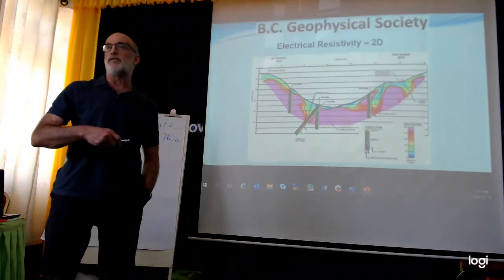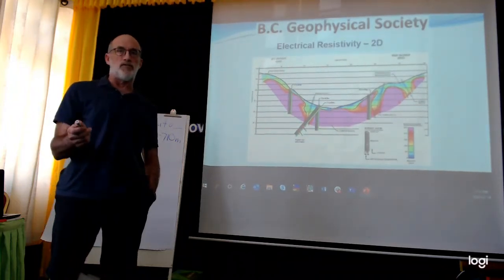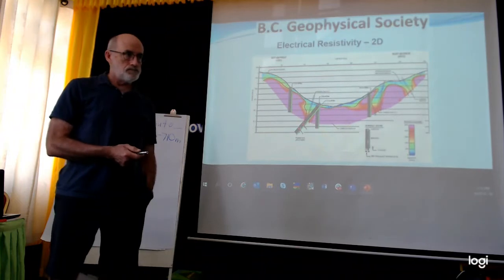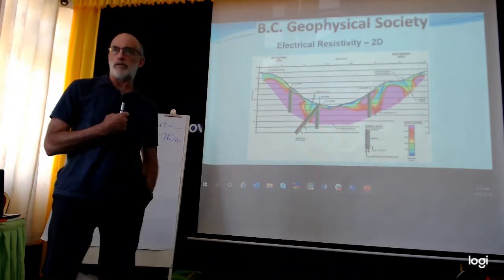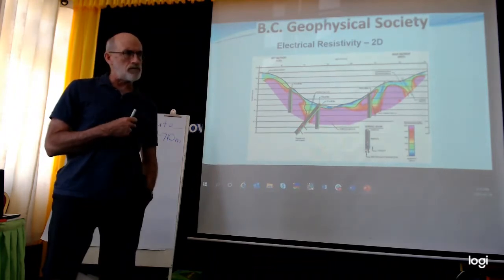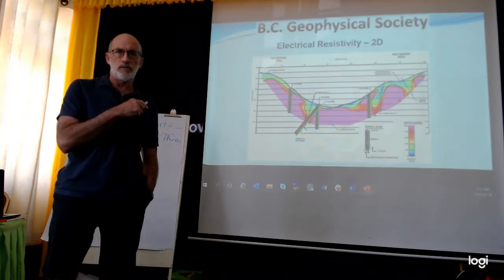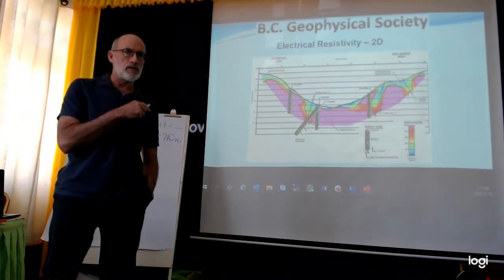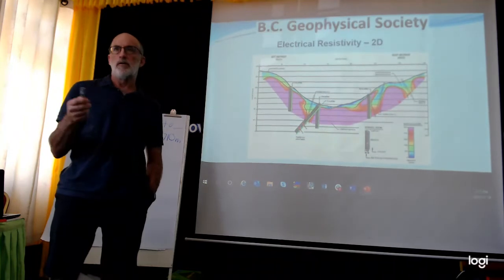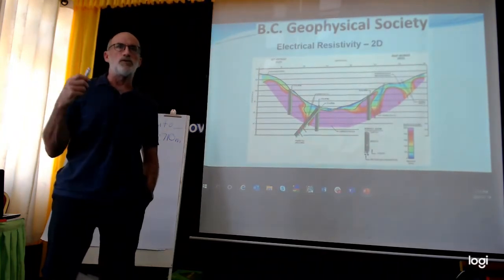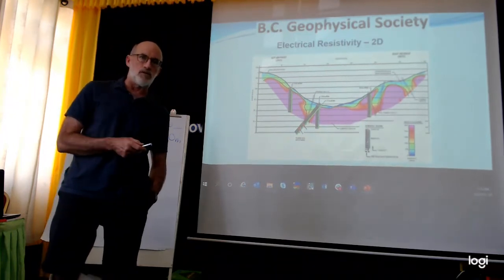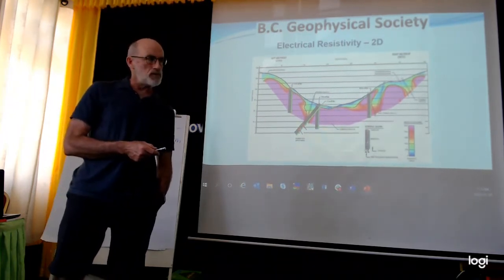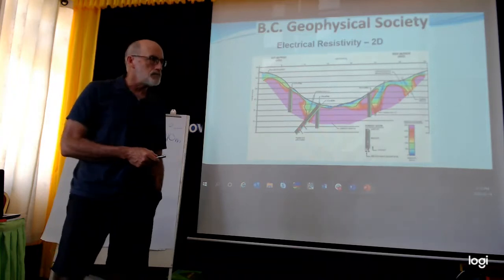Or show you a few different things that we use electrical resistivity for. Similar to what Uso Song from DRD National showed, some geotechnical examples of tunnels.